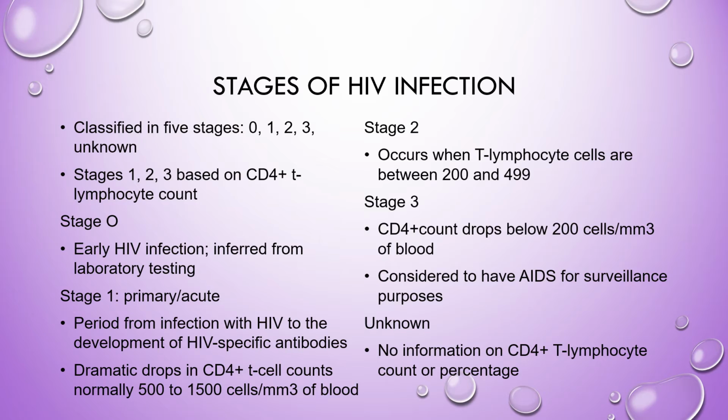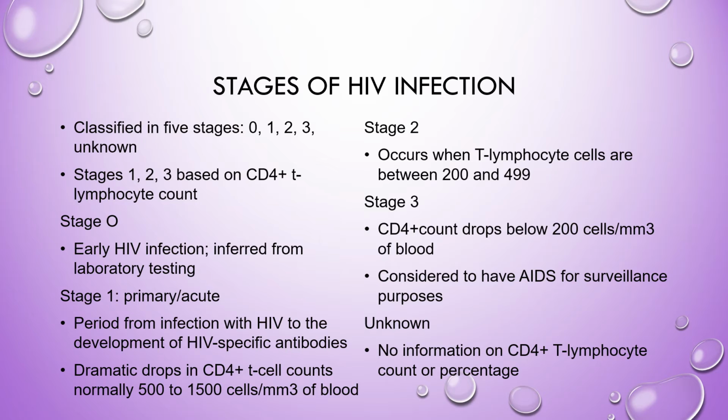So there are 5 stages, 0 through unknown. Stages 1, 2, and 3 are based on the CD4 positive T lymphocyte count. Stage 0 is early HIV infection, and it's inferred from laboratory testing. Nothing has really started happening yet.